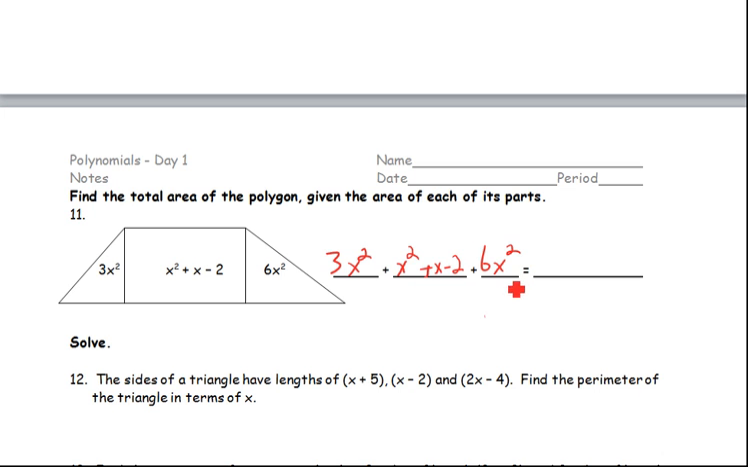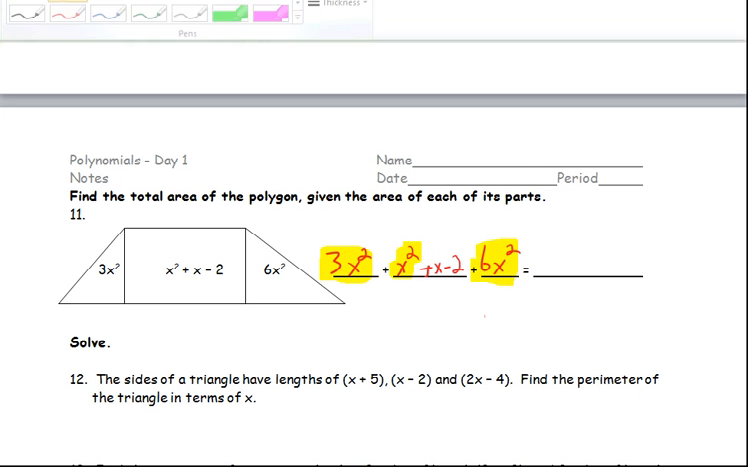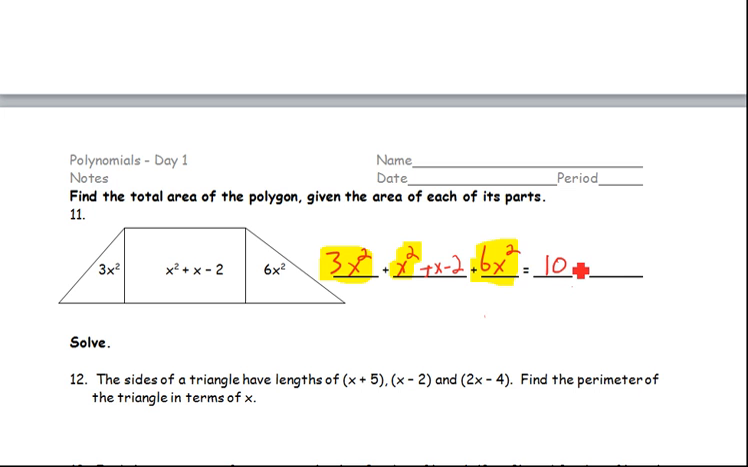Well, the only thing in each of these that is in common is the x squared part. So what I could do is I could just take this and this and this and add them together. So this would be 3 plus 1 plus 6, which is 10 x squared. There's no other x squared I can combine with. There's only x squares. So I just do the plus x, and then I have just the constant over here, minus 2, and I'll just write it out there. Okay.